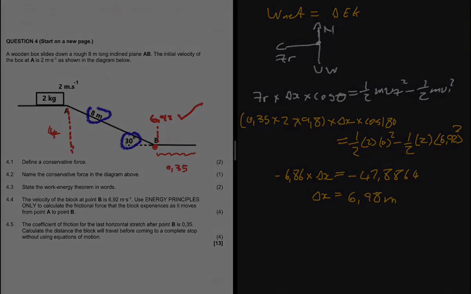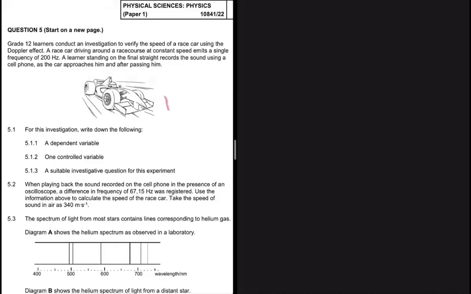6.98 meters. I don't think it was necessary to make the car look so animated, but it doesn't affect us with anything. Let's look at 5.1. For this investigation, write down the following: a dependent variable, one control variable, and a suitable investigative question for this experiment. So what is going on here?